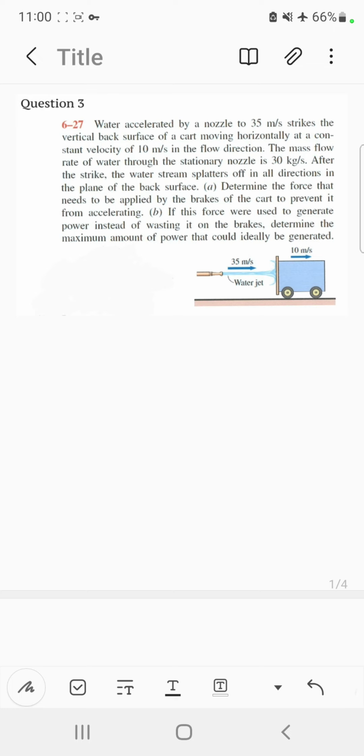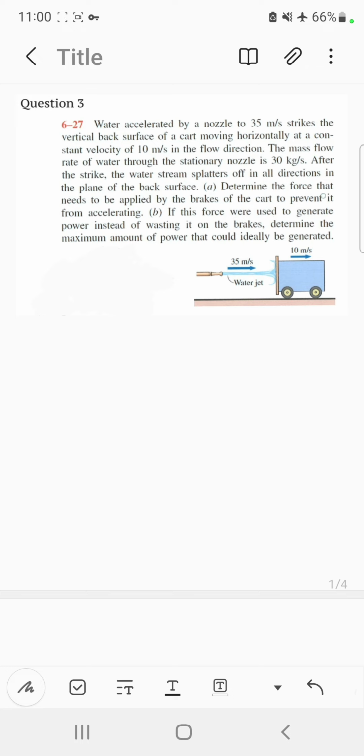Water accelerated by a nozzle to 35 meter per second strikes the vertical back surface of a cart moving horizontally at a constant velocity of 10 meter per second in the flow direction. The mass flow rate of water through the stationary nozzle is 30 kg per second. After the strike, the water stream splatters off in all directions in the plane of the back surface.